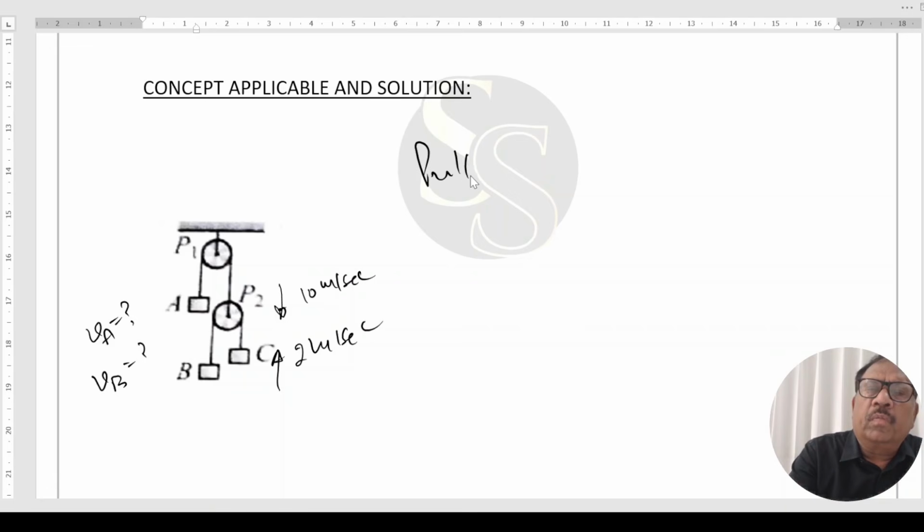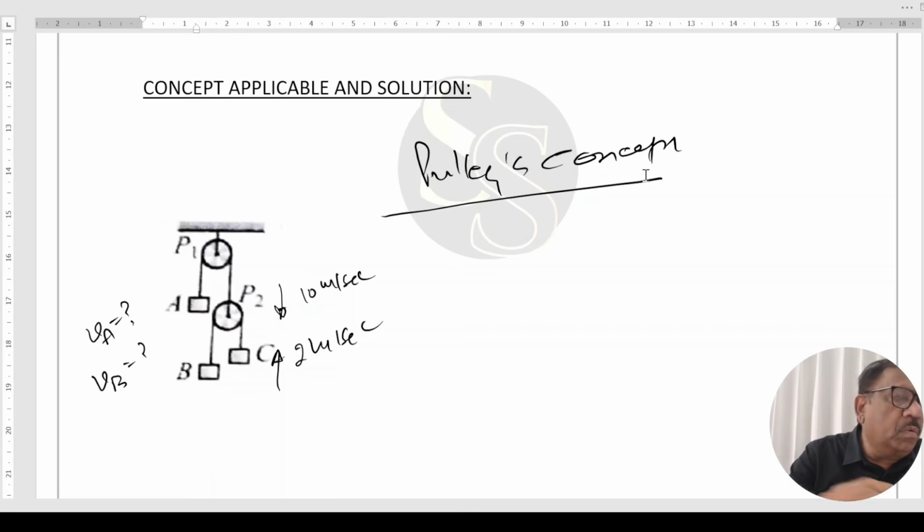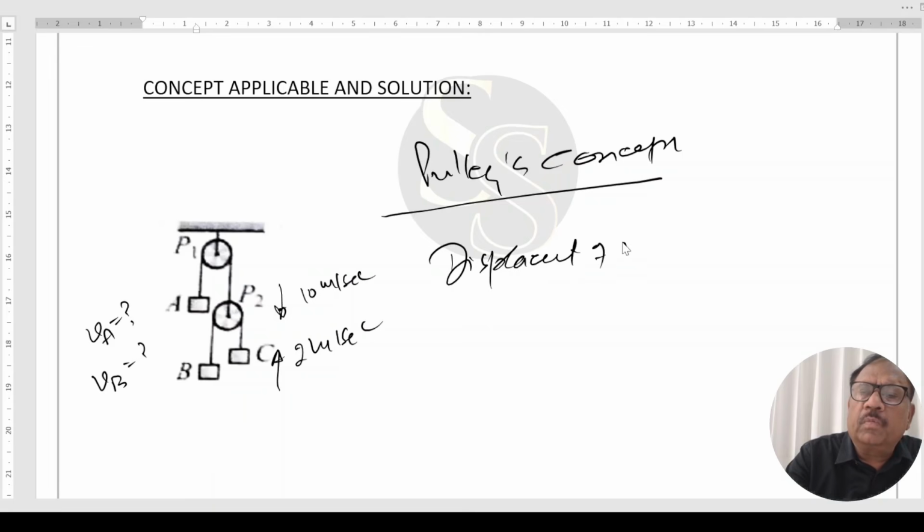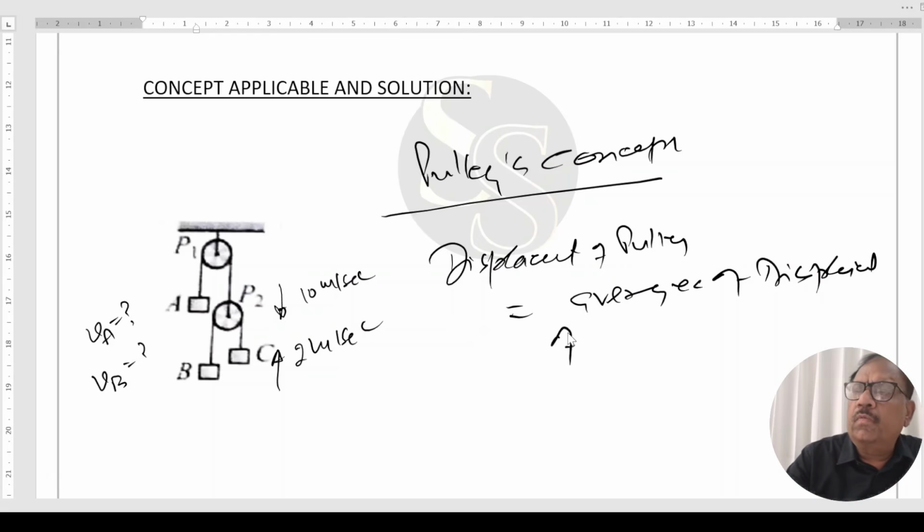Pulley's concept. Pulley's concept will be equal to displacement of pulley. Displacement of pulley equal to average of displacements of bodies connected to the pulley.